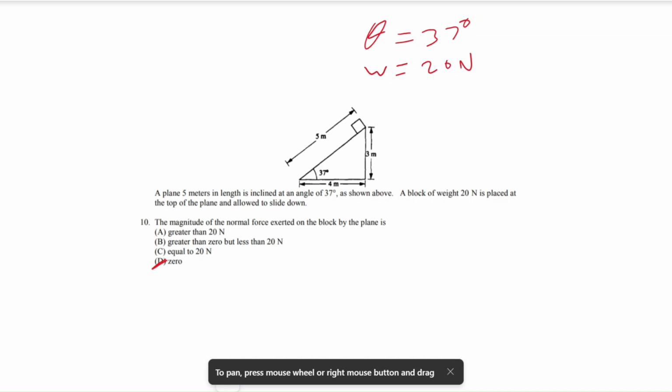So drawing our free body diagram, we can take our square and draw it right here. Then we have the forces acting on it. First off, we're going to have our weight force, which acts straight downwards. But in this case, downwards is actually at an angle, so we draw it at this angle right here of 37 degrees. And here it's going to be 20 newtons.